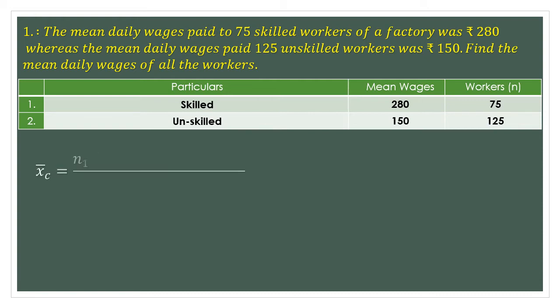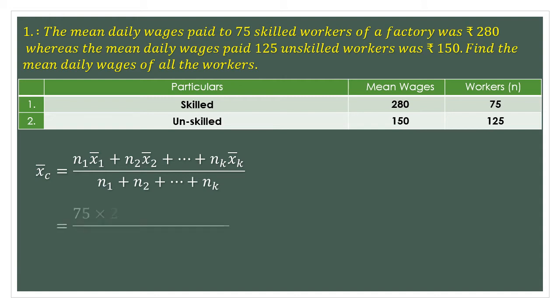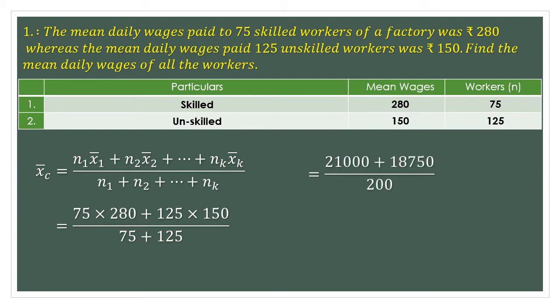So we will write down the formula first, that is x bar c, the combined mean, equals n1 x bar 1 plus n2 x bar 2 plus nk x bar k, divided by n1 plus n2 plus dot dot dot nk. We will put our data in this equation: 75 into 280 plus 125 into 150 divided by 75 plus 125. So we are multiplying workers with the mean wages and then adding both the groups and then dividing it by the total number of workers. When we solve this, it becomes 21,000 plus 18,750 divided by 200.